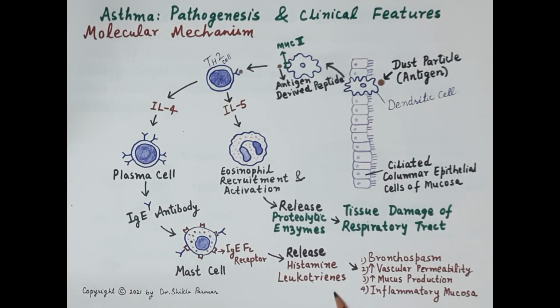Now, these histamine and leukotrienes cause bronchospasm, that is bronchoconstriction. Then the increase of vascular permeability, that is the dilation of the blood vessels. There is increased production of mucus, and there is also inflammation of the mucosa. So the mucosa becomes inflamed. There is inflammatory mucosa.